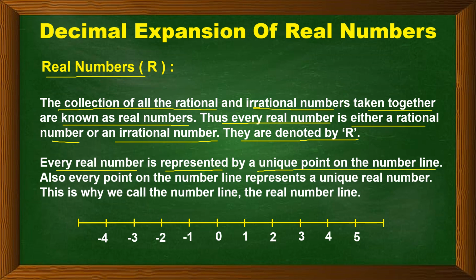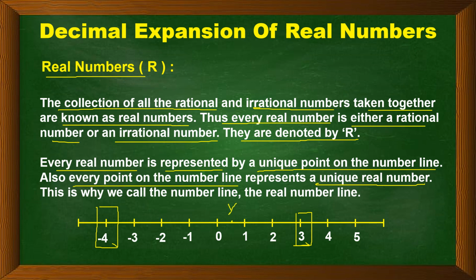Suppose I take a real number, say 3. 3 is represented by a unique point on the number line. Suppose I take minus 4. Minus 4 is also represented on the number line. So minus 4 is a real number which I have represented by a unique point on the number line. Similarly, every point on the number line also represents a unique real number. Suppose I take a point between 0 and 1.